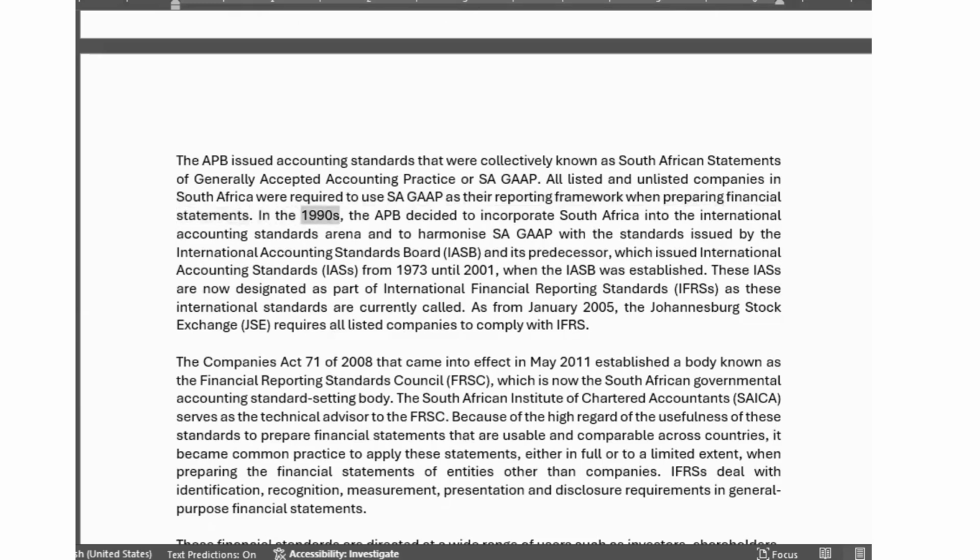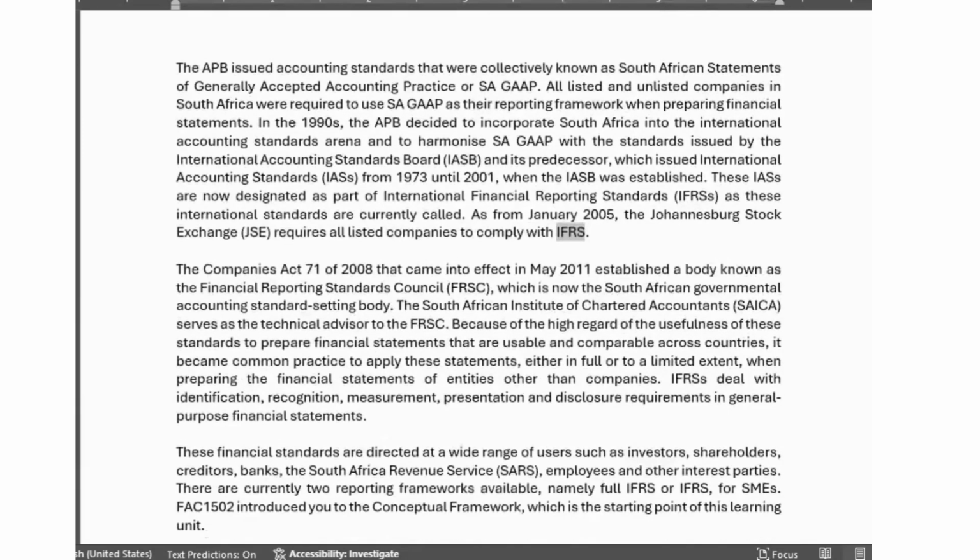In the 1990s, the APB decided to incorporate South Africa into the International Accounting Standards arena and to harmonize SA-GAAP with the standards issued by the International Accounting Standards Board, IASB, and its predecessor, which issued International Accounting Standards, IASs, from 1973 until 2001, when the IASB was established. These IASs are now designated as part of International Financial Reporting Standards, IFRS, as these international standards are currently called. As from January 2005, the Johannesburg Stock Exchange, JSE, requires all listed companies to comply with IFRS.